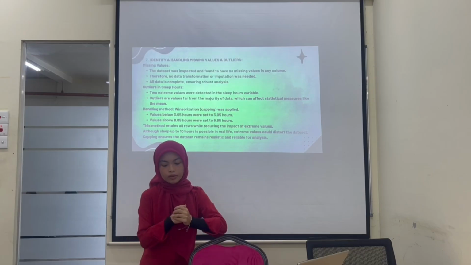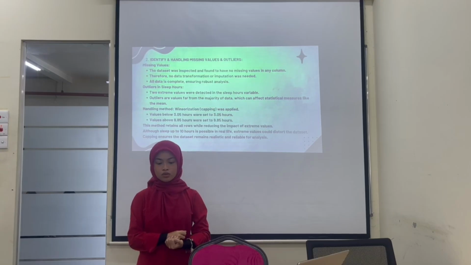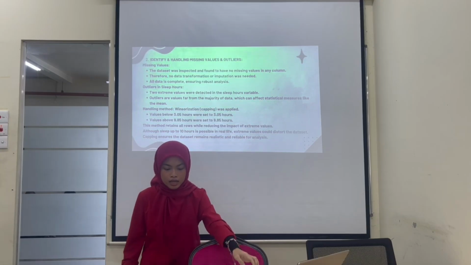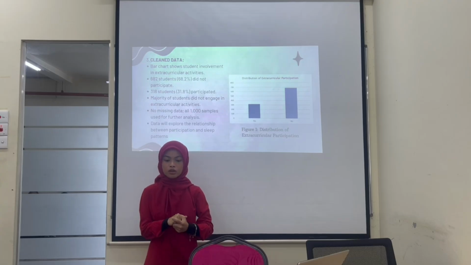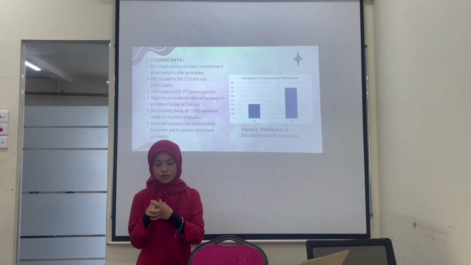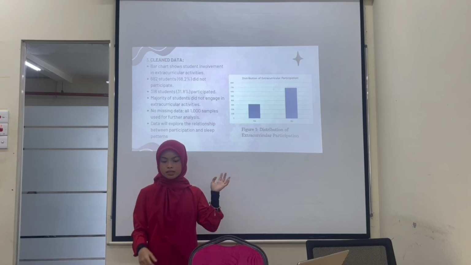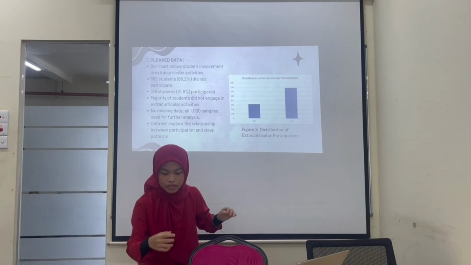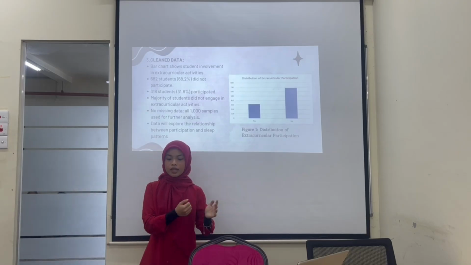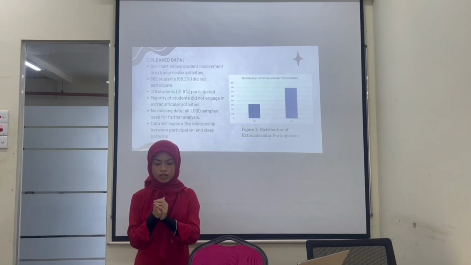The second variable is extracurricular participation, which is a qualitative nominal variable. It is divided into two categories: yes, for students who participate in extracurricular activities, and no, for students who do not participate. Based on the data set, 682 students do not participate, while 318 students are involved in extracurricular activities.